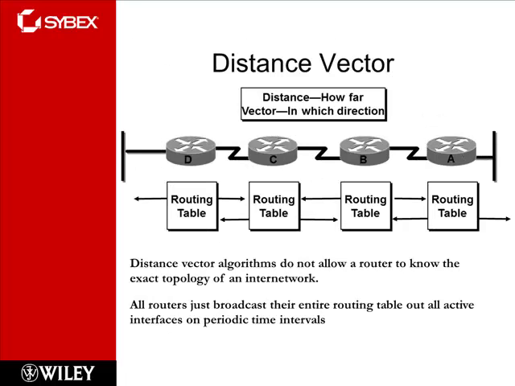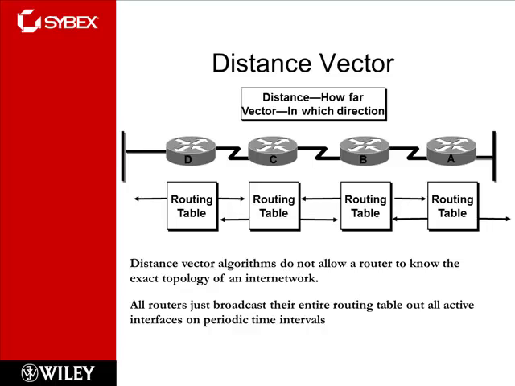A distance vector is how far the vector and in which direction. What these things do is share information, sometimes called routing by rumor. They don't allow the router to know the exact topology of the network, only how to get to the next network. EIGRP and OSPF are going to have the network topology, so they know about the whole thing.